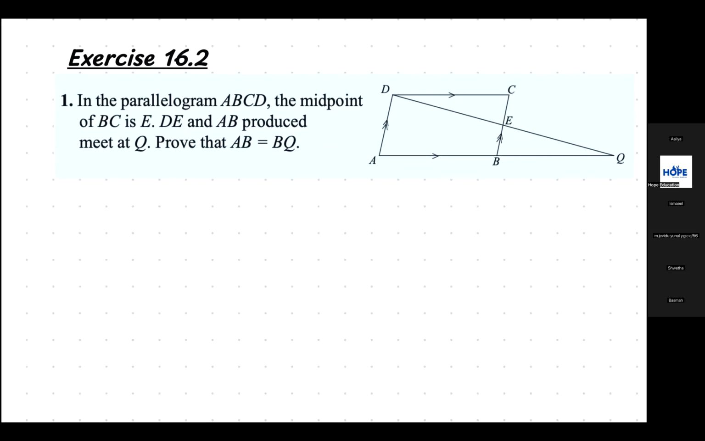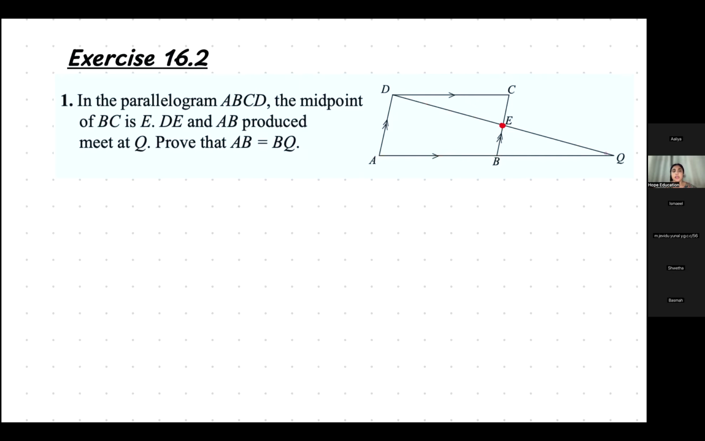Okay, I think this is enough time. Did you all get the answers? Did you all work it out? Give me a thumbs up if you have finished. Okay, then let's discuss. In the parallelogram ABCD, the midpoint of BC is E. DE and AB produced meet at Q.